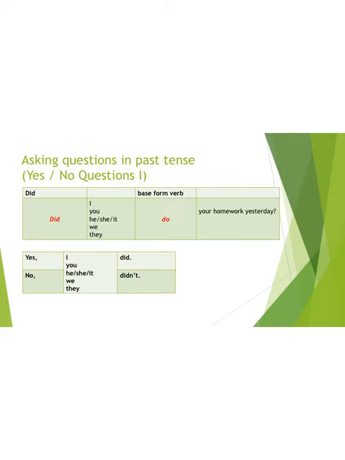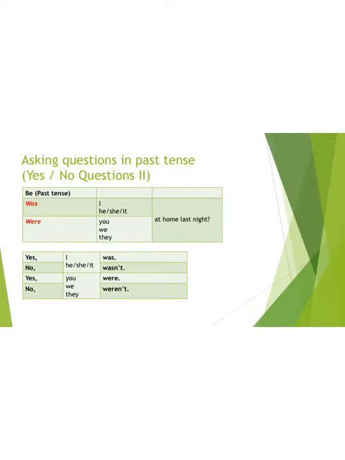When you are asking questions in past tense, for yes/no questions, usually if the verb is not verb to be, then we need to start the questions with did. For example, did you do your homework yesterday? When you answer this type of question, you need to use the verb that is used in the question, that is did. So if for yes, then yes, I did. If no, then no, I didn't.